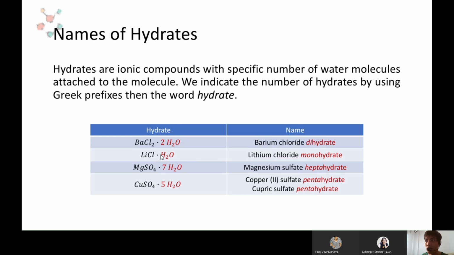Narito, 1H2O lang siya. So, paano yung papangalanan? Eh di, monohydrate. Ito, 7H2O, heptahydrate. 5H2O, pentahydrate na. So, ganun. Yung naming ng ionic compound as is yan. Ang naming lang ng hydrates ang magbabago depending on the number of hydrates na meron. Don't worry, hindi masyadong ginagamit sa chem.